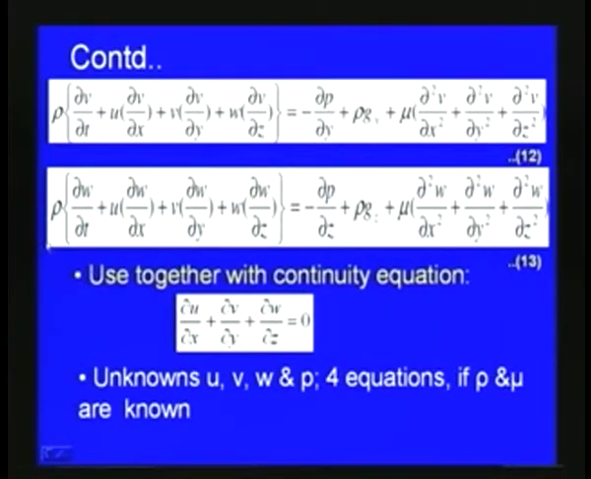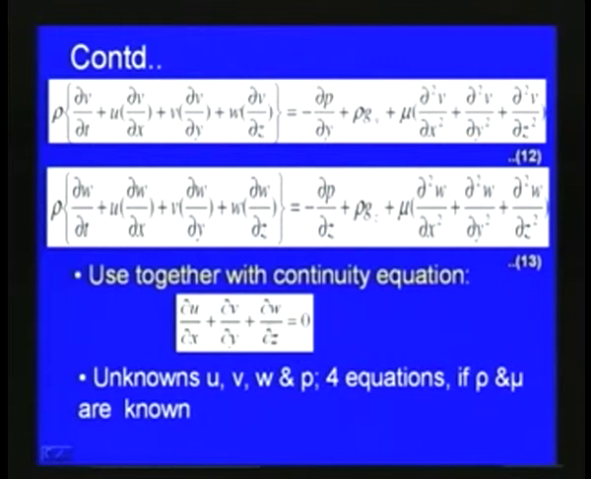Similarly in z direction, ρ(∂w/∂t + u ∂w/∂x + v ∂w/∂y + w ∂w/∂z) = -∂p/∂z + ρgz + μ(∂²w/∂x² + ∂²w/∂y² + ∂²w/∂z²). So, these are 3 equations in x, y, z direction, and then we can use the continuity equation in 3D: ∂u/∂x + ∂v/∂y + ∂w/∂z = 0.